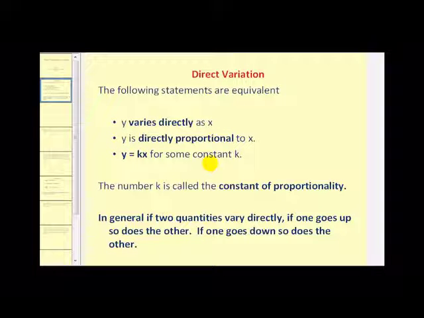And one more thing we should notice, if we have the equation y equals kx, this would be a line passing through the origin, or have a y-intercept of 0, and the slope of that line would be k, the constant of proportionality. In general, if two quantities vary directly, if one quantity goes up, so does the other, and if one quantity goes down, the other also goes down. Let's take a look at an example.